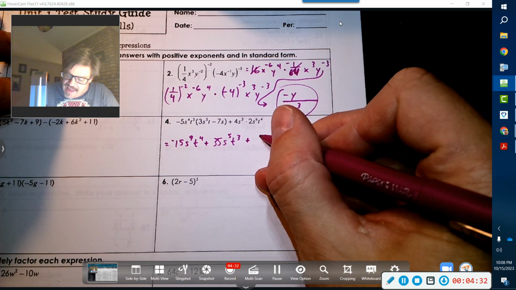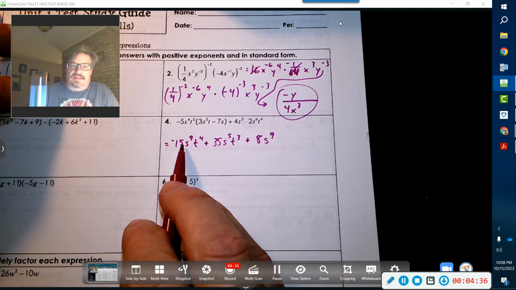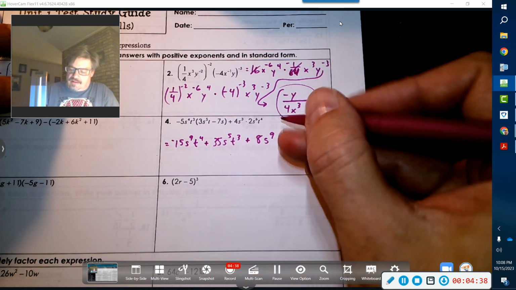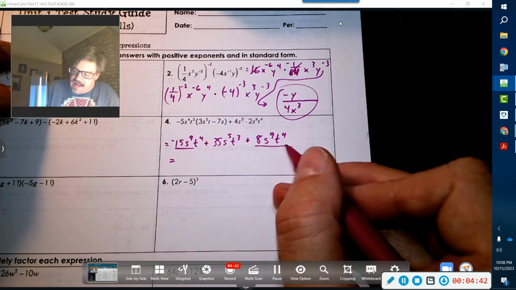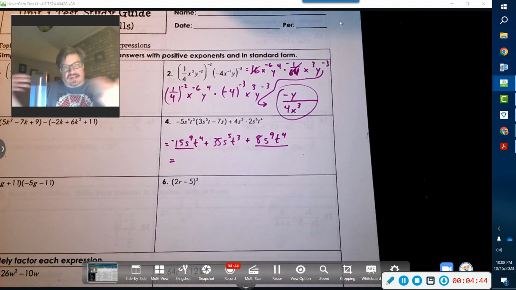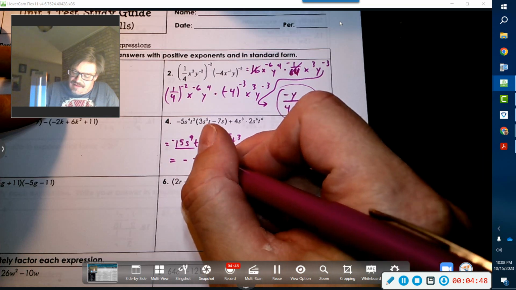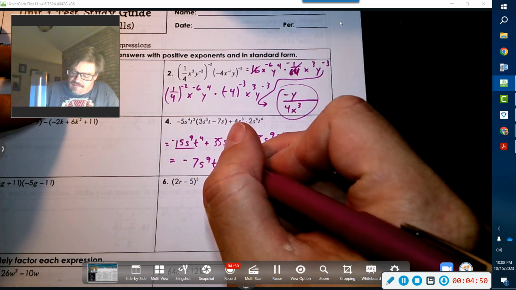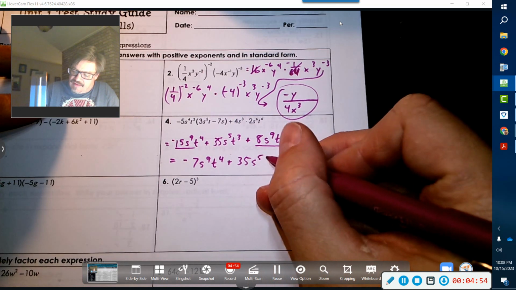I've got an 8 and then s to the 9th. Okay, so there's an s to the 9th and t to the 4th. So it looks like these guys I can add, but this one I can't. He'll just kind of stick around. So adding these two together, I would get negative 7 s to the 9 t to the 4th plus 35 s to the 5th t to the 3rd.